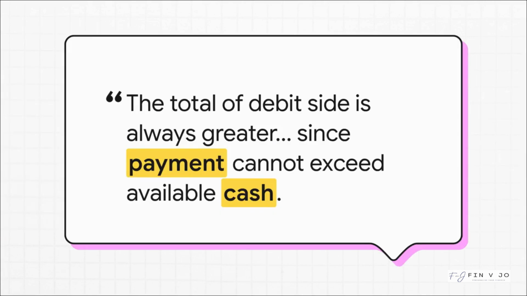So the crucial point here is a very simple rule of life. You literally cannot spend cash you don't have. Because of that, the debit side, your receipts, absolutely must be greater than or equal to the payment side. If you're ever calculating a negative cash balance, stop right there, because you've definitely made a math error somewhere.